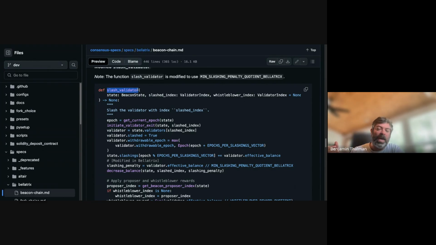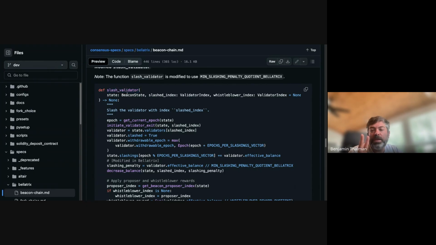If you didn't watch my last video, a reminder about the specs. Phase 0 is the only complete set of specs. All of the other forks that you would have seen, so Altair, Bellatrix, Deneb, etc., the specs that are listed are only for the parts that have changed. So it's not a full set of specs. So just bear that in mind when you're looking for different functions and things like that.